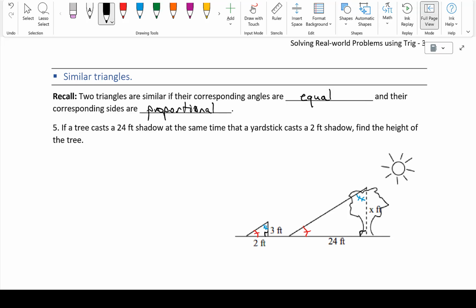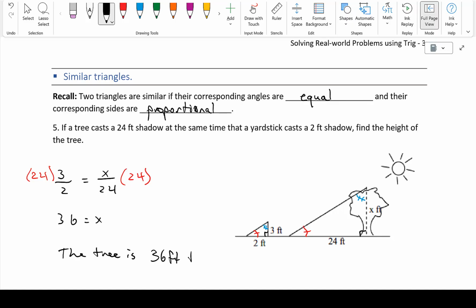We can use a proportion then to find the missing side, the height of the tree here. We want to set up 3 over 2 equivalent to x over 24, so that we have the height of the yardstick or tree in the same spot, the numerator, and the length of the shadow in the denominators. To solve this one, all we have to do is multiply by 24 to isolate the x. If we multiply the 24, we know 24 divided by 2 is 12, and then 12 times 3 gives us 36. So the tree is 36 feet tall.